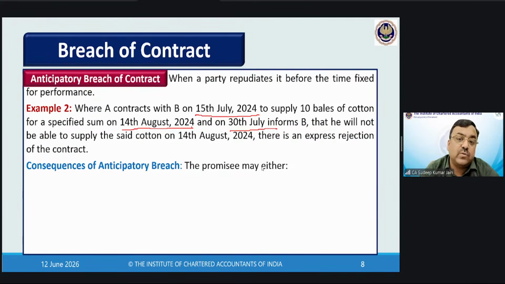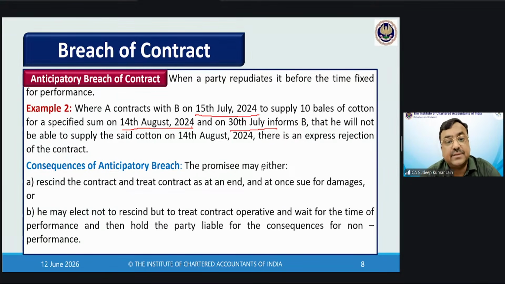Now, what are the consequences of anticipatory breach of contract? The promisee may rescind the contract and treat the contract as at an end and at once sue for the damages. It means he can decide the contract should end on 30th July, the date on which he has denied making the delivery. He can rescind the contract, treat the contract as ended and at once sue for the damages, that is compensation. Or he may elect not to rescind but to treat the contract as operative and wait for the time of performance, that is 14th August, and then hold the party liable for the consequences of non-performance.